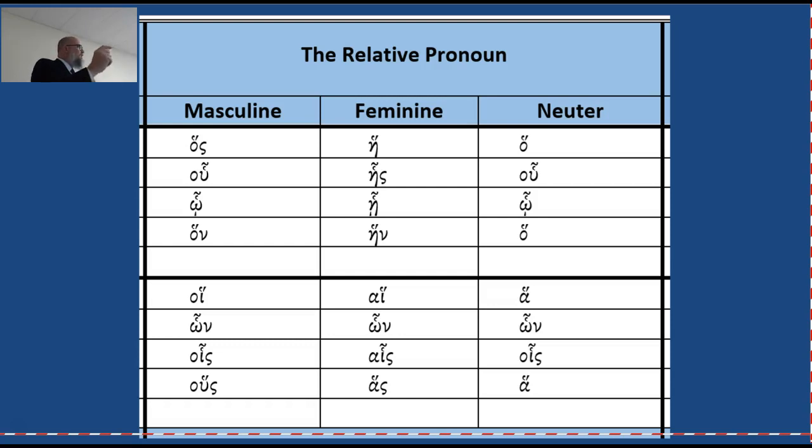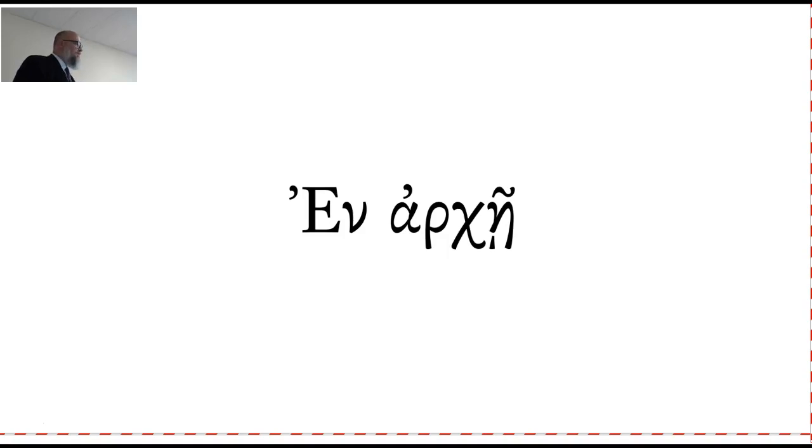And then when you look at the nominative, there's a difference in the spelling in the masculine nominative, so you've got that. And then the feminine, which would be exactly the same, has to have the breathing and the accent to be the relative pronoun. You with me? We're in good shape, I think.